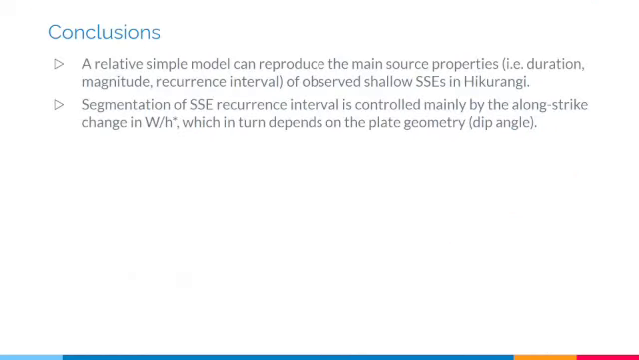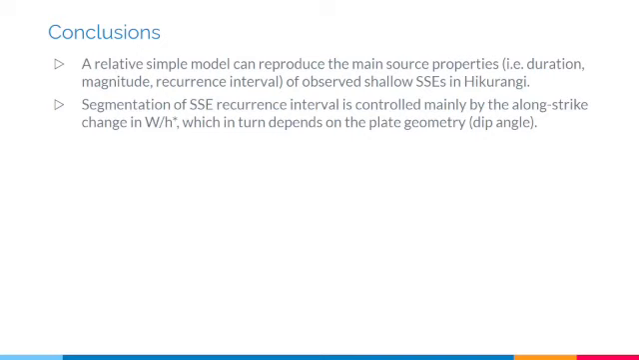So to conclude this first part, we found that a model that is relatively simple, in that we do not include frictional heterogeneities along strike, could reproduce the main properties of observed shallow SSEs in Hikurangi. And also the segmentation of the recurrence intervals of these events is controlled by along-strike changes in the fault effective stiffness ratio, and also the plate rate.